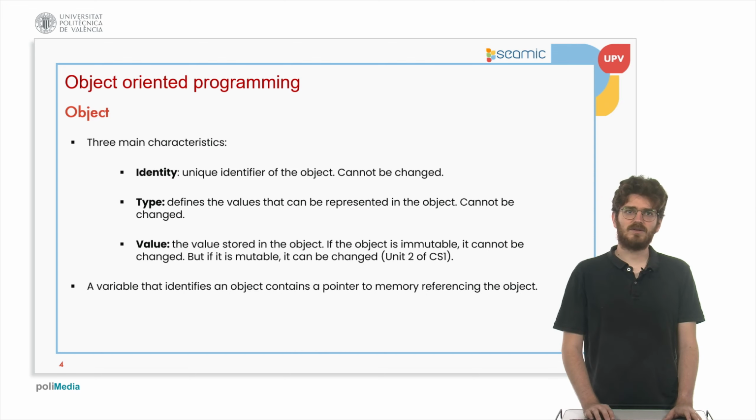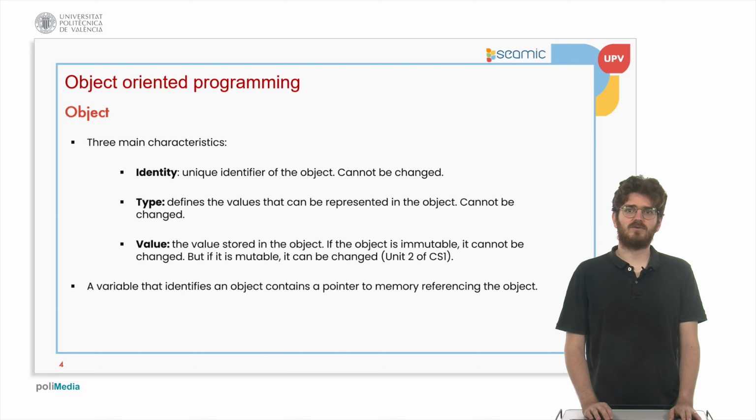It also has a type, which cannot be changed, and is, for example, a string or an integer or any user-defined type that we can choose. And it will help us detect which values can be stored within this object and which methods can be called on this object. And finally, it has values stored inside the object.